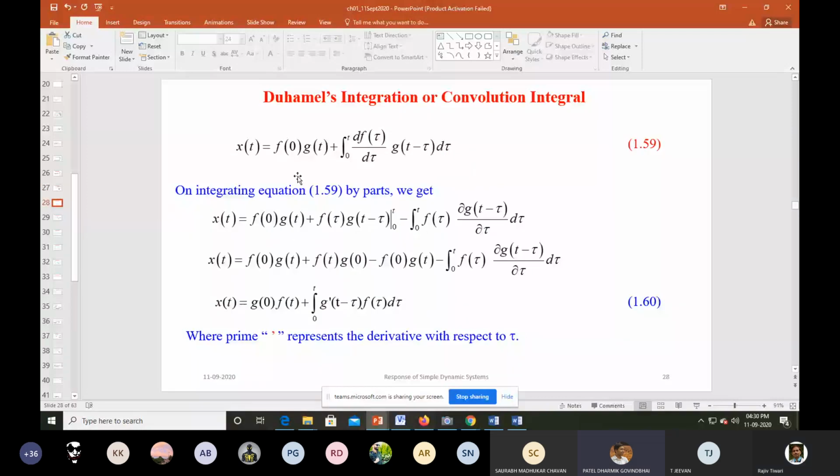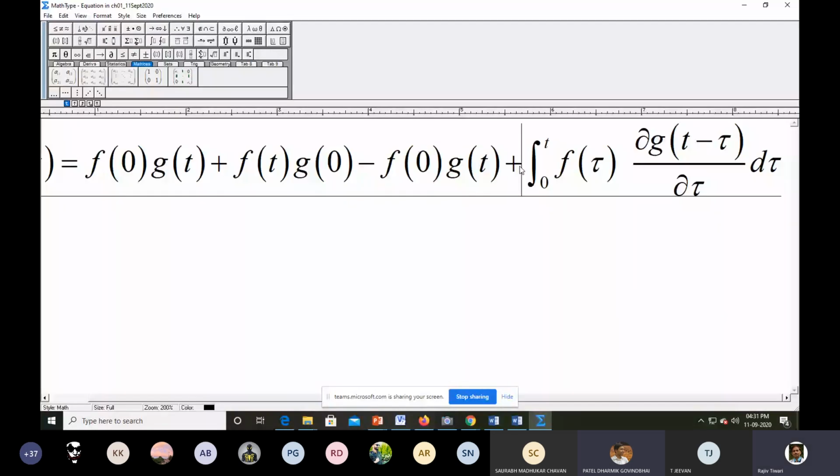On integrating equation 1.59, after that point, because we have integrated g of t minus tau with respect to tau, one minus will be there. So you're saying minus minus will become plus. Yes, sir, this will become plus. Okay, I got confused there. Then the rest of the things will change accordingly. The rest of the things were already correct, just here there was a change.